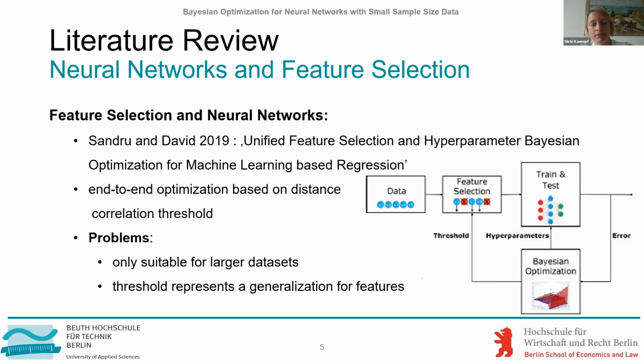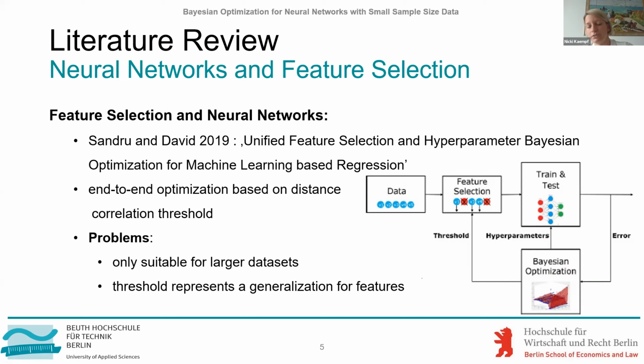They're also facing a regression problem, and their approach is an end-to-end optimization for both the hyperparameters and the feature selection. So how do they optimize the features? They use a distance correlation threshold. What does it mean in detail? Let's have a look at this picture here on the right. They have a data set, and they want to find the best subset of features to train their multi-layer perceptron and to get the best results for their regression task. And to find the best set of features and hyperparameters, they're using Bayesian optimization.